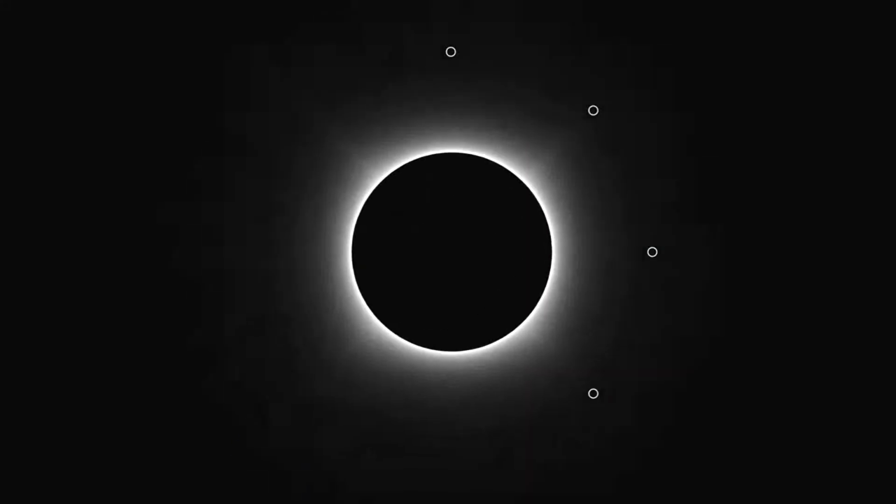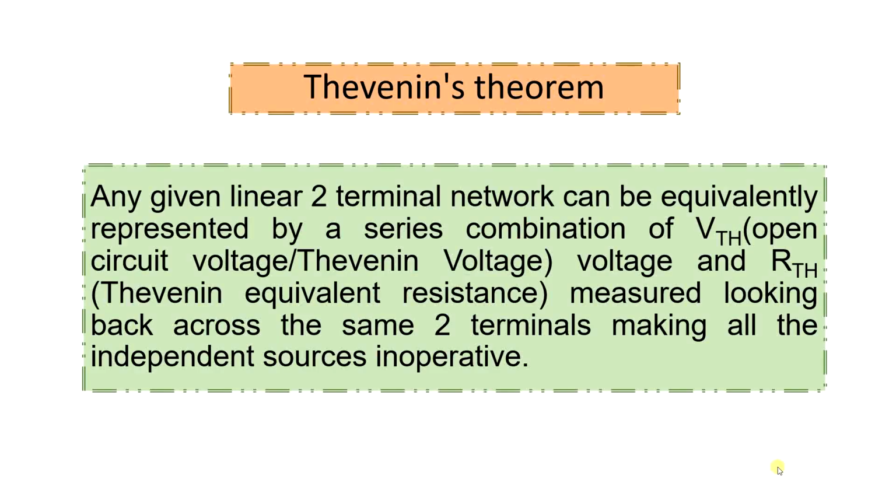Thevenin's theorem. The statement says any given linear two-terminal network can be equivalently represented by a series combination of Thevenin voltage and Thevenin resistance, which is measured looking back across the same two terminals, making all the independent sources inoperative.